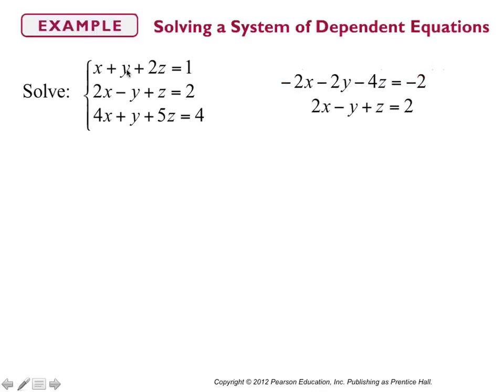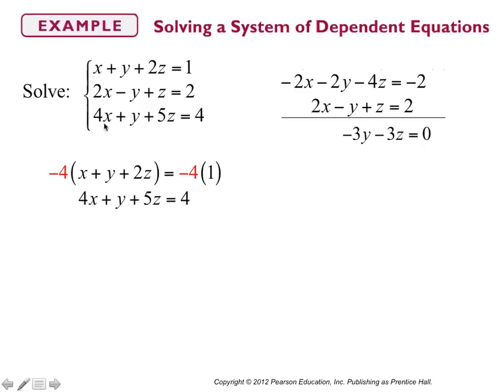So we're left with -2x minus 2y minus 4z equals -2. And we have our second equation, which is 2x minus y plus z equals 2. Add those together, and -2y minus y is going to give you -3y. -4z plus z is going to give you -3z, and -2 plus 2 is going to give you 0. So you have -3y minus 3z equals 0.